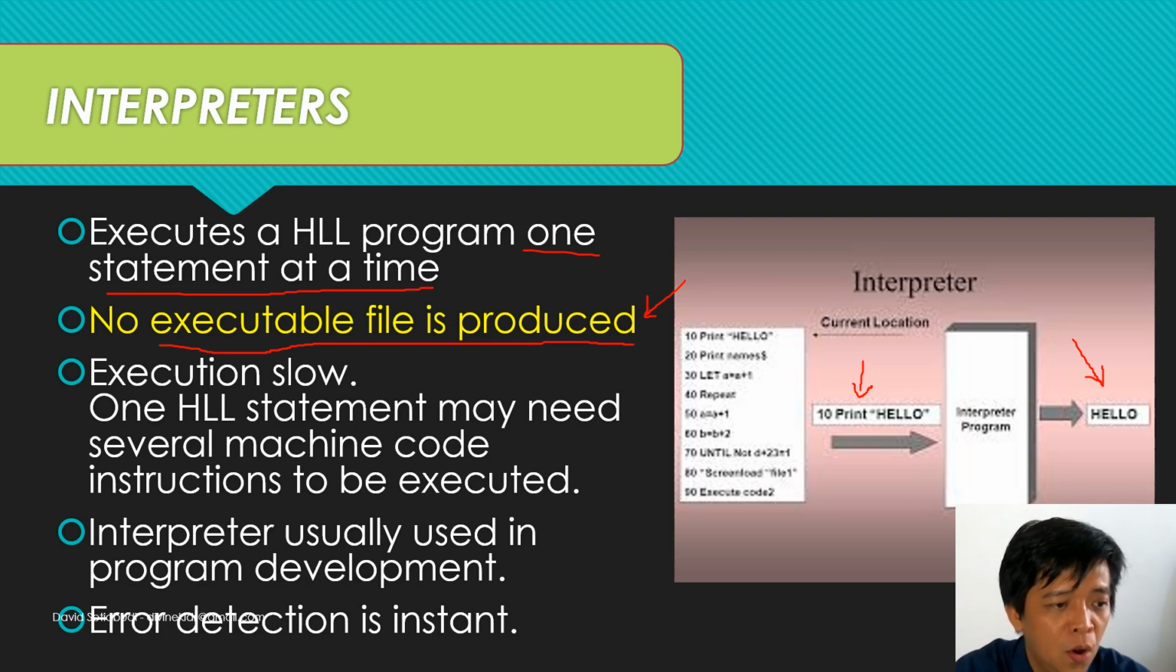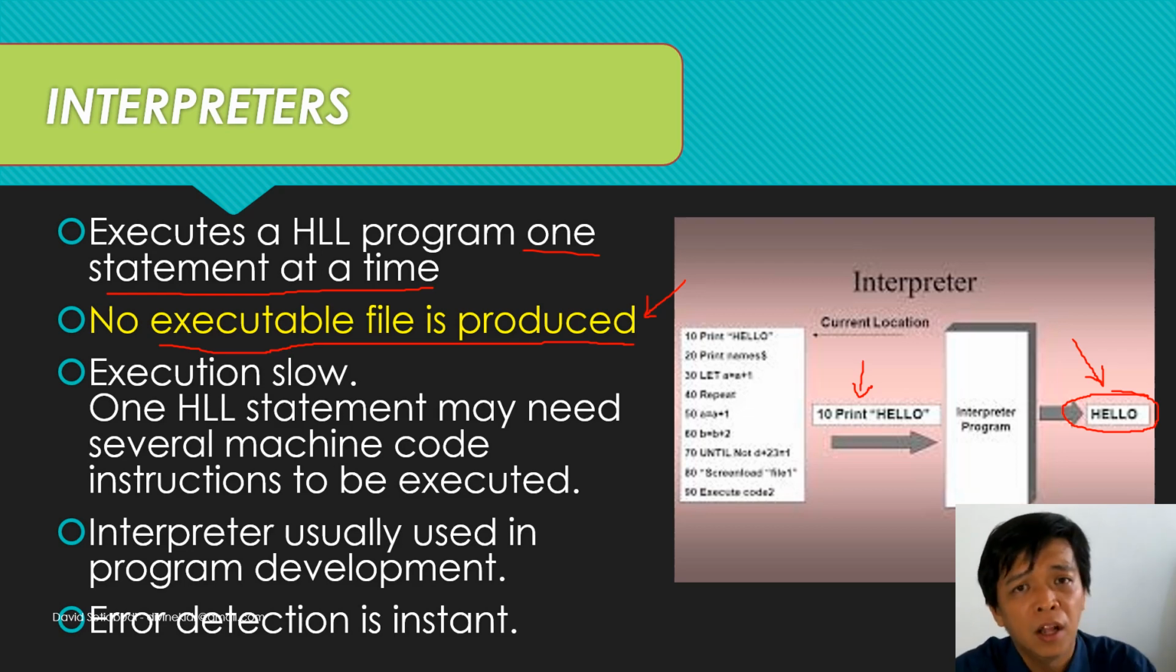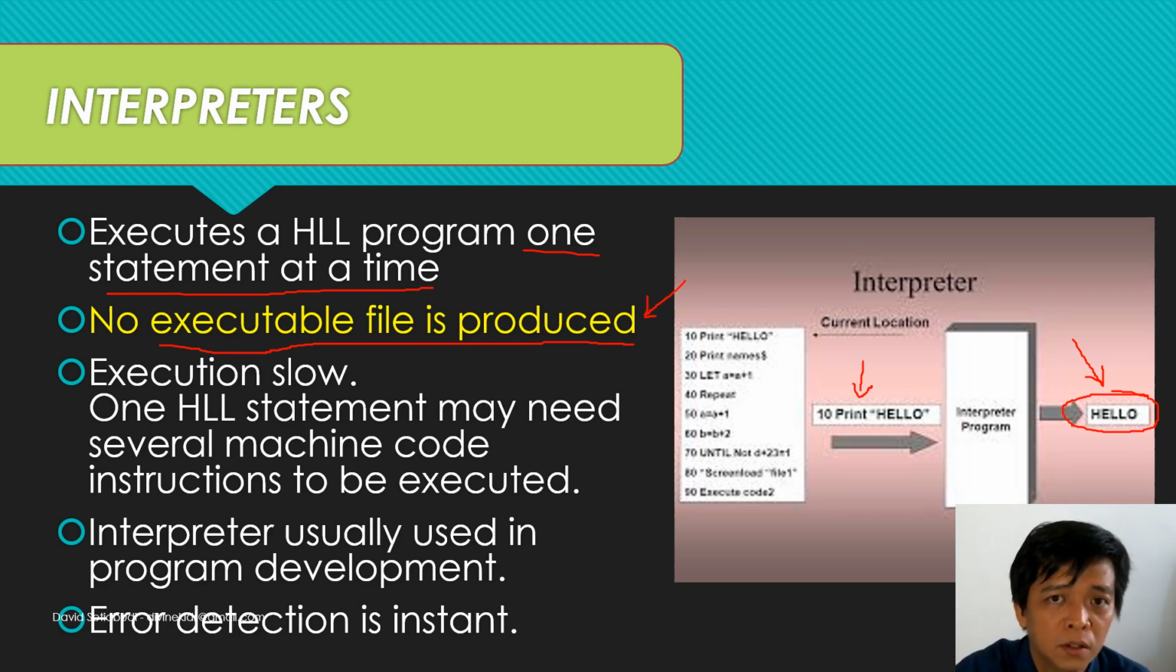Execution slow. One high-level language statement may need several machine code instructions to be executed. So let's say here there is a print hello. Although you think it's just simple, it's just saying hello, but how do you want to say hello? Is it at the top of the screen? Is it in the middle of the screen? What font does it use? And so on. It's not as simple as that, showing hello. So you see, it needs several machine code instructions to be executed. By one command saying hello, it needs several machine code instructions to show hello on the screen.